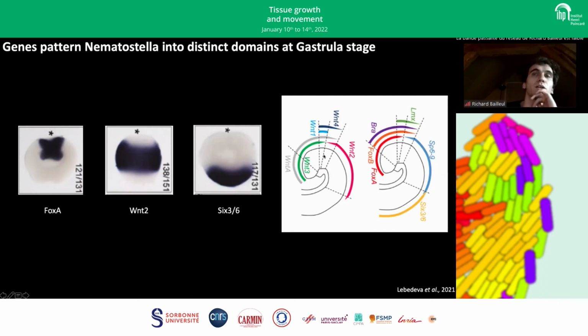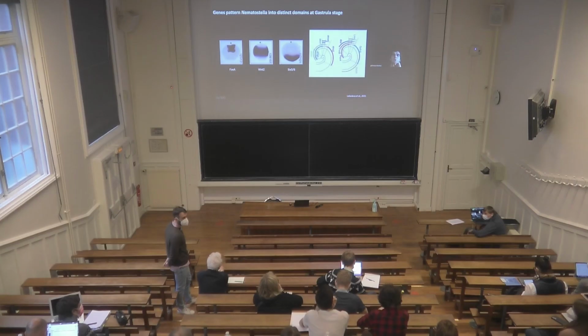Is Wnt2 specific for Nematostella? Because Wnt3 is very typical for development, like also in Hydra. And Wnt2, I have never heard of Wnt2, so is it specific for Nematostella, do you know?